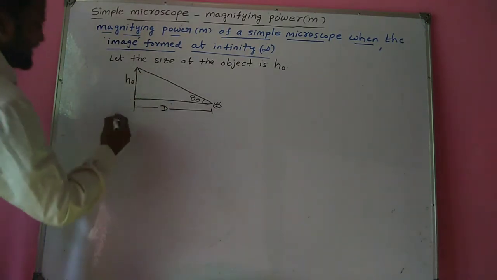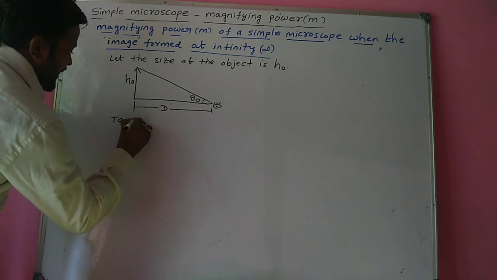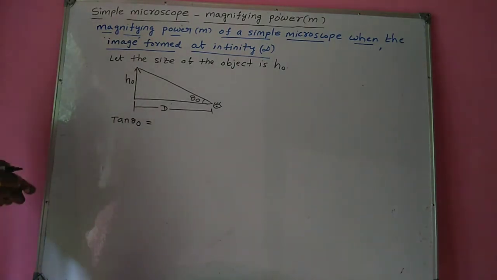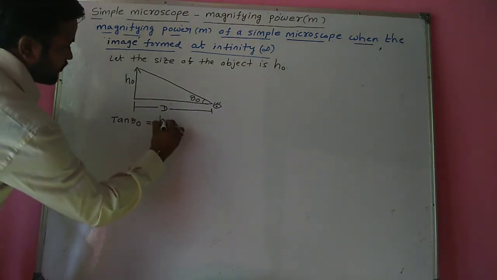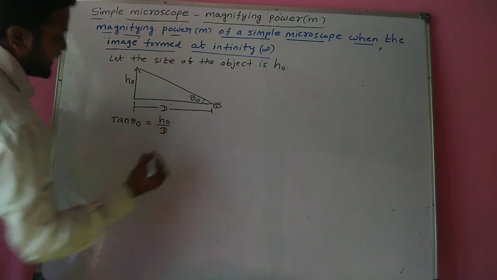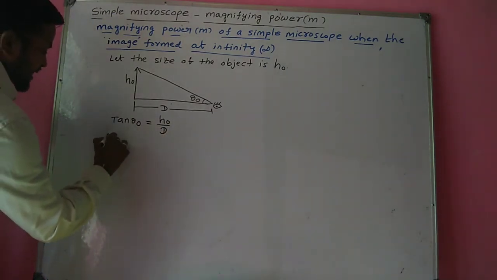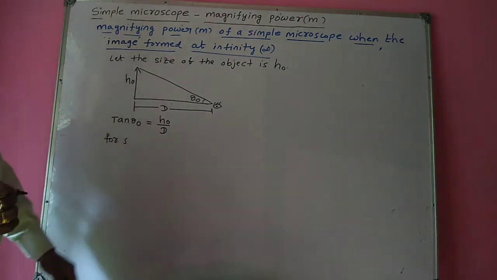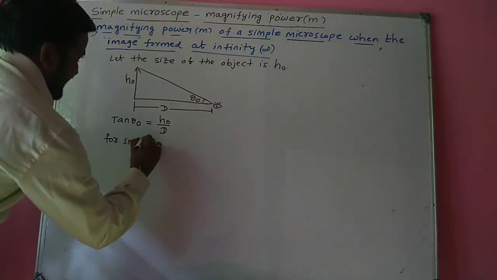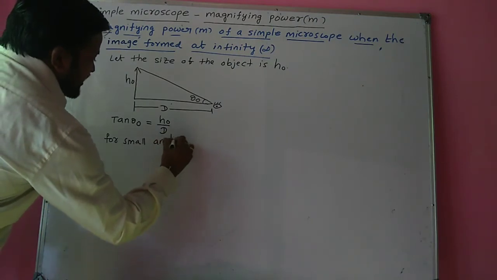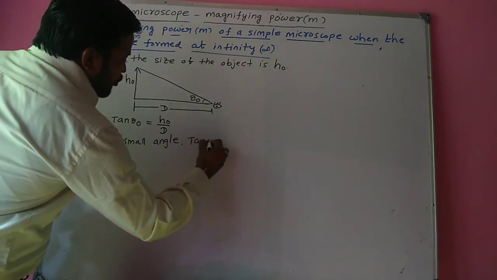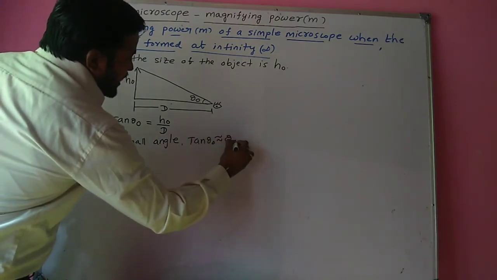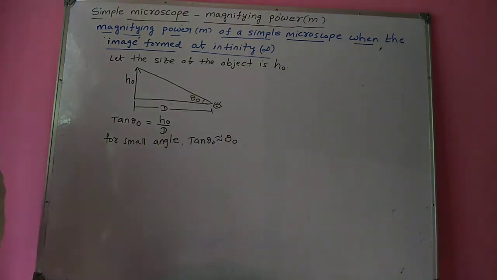Now, take tan theta O. Tan theta O is equal to, by the tan theta formula, opposite side by adjacent side. For theta O, the opposite side is HO and the adjacent side is D. So tan theta O is HO by D. Now, for small angle, we can apply the small angle approximation. For small angle, tan theta O can be written as theta O. That is called small angle approximation.